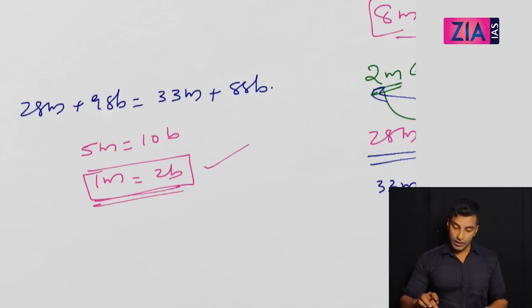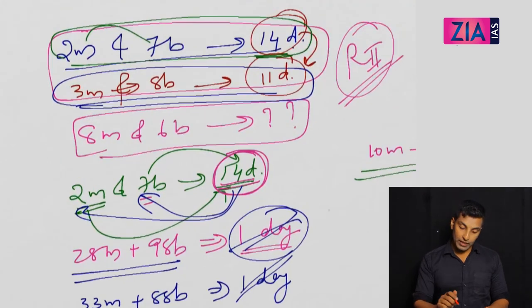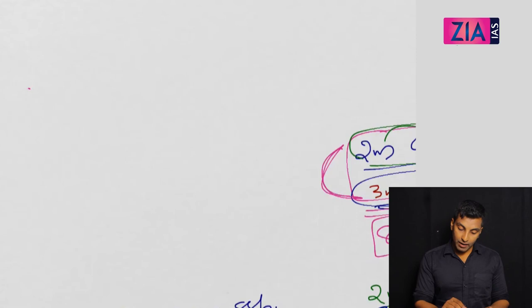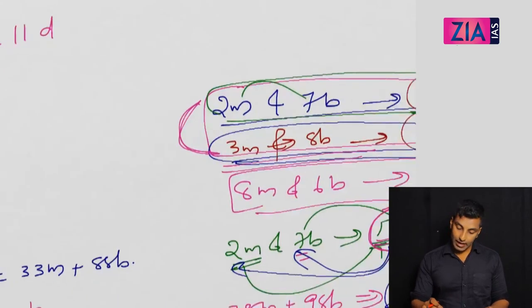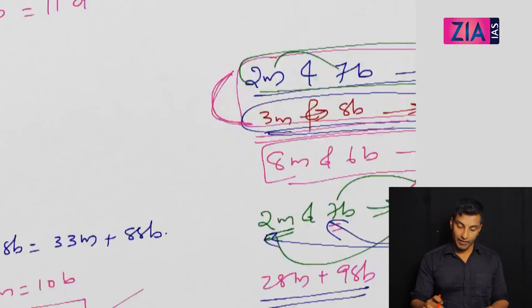Now what you need to do is take any one from the question. Any of these 2. So let me take the second one. That is 3 men plus 8 boys can complete the work in 11 days, right? 3 men and 8 boys complete the work in 11 days.